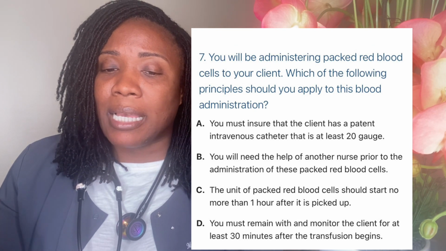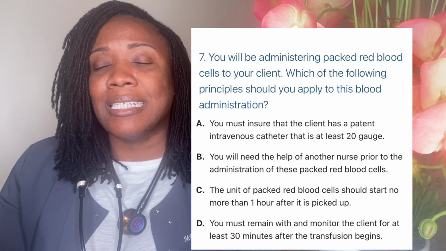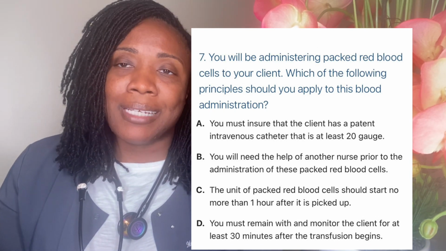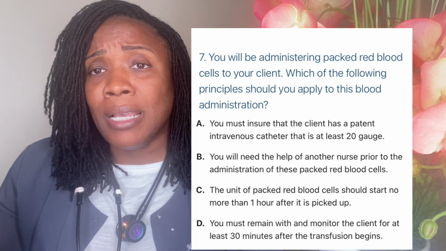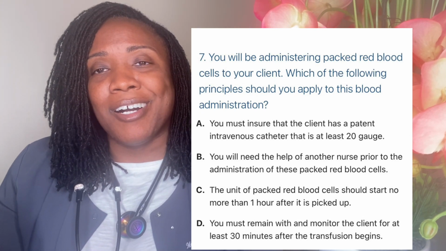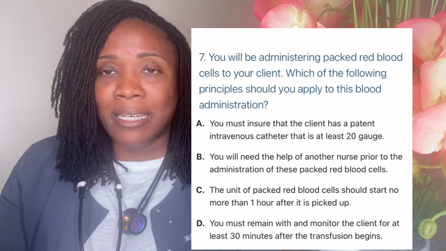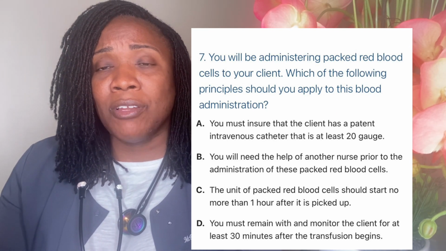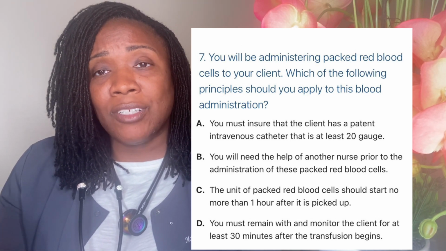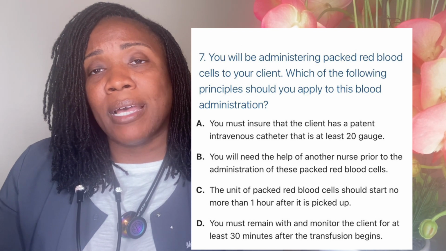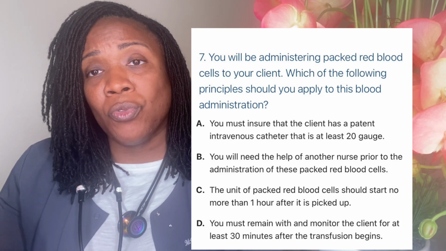A says you must ensure that the client has a patent intravenous catheter that is at least 20 gauge. Patent intravenous catheter is where you may be thrown off, as well as that 20 gauge. 20 gauge used to be the correct gauge IV that we needed for hanging packed red blood cells. The main reasoning for ensuring that you have the correct gauge is you want to make sure that it is a large enough gauge and it's patent enough for red blood cells to go through that catheter.